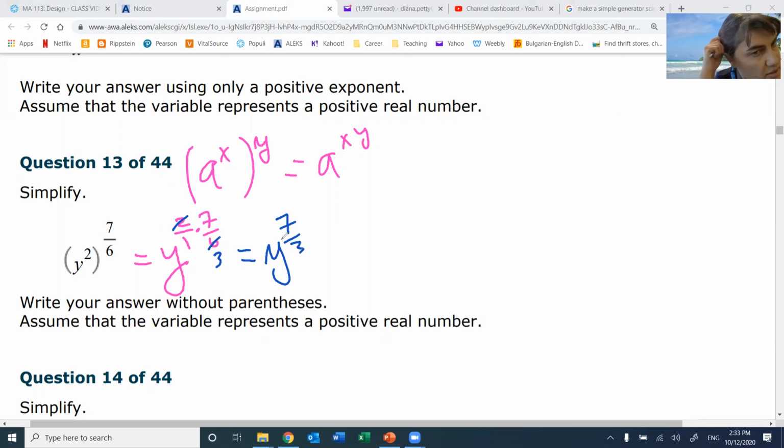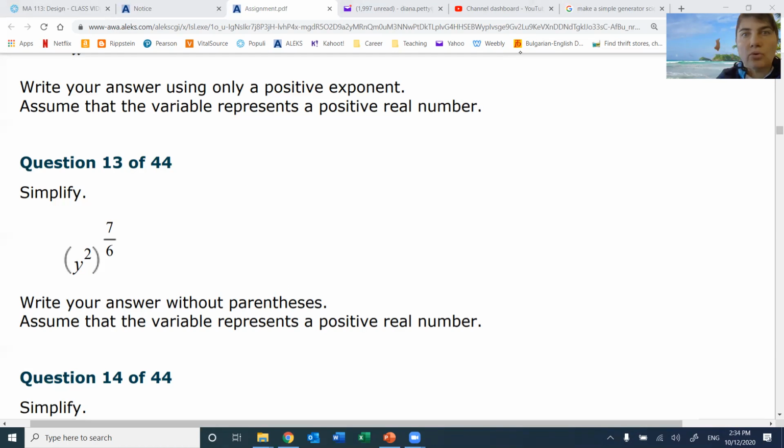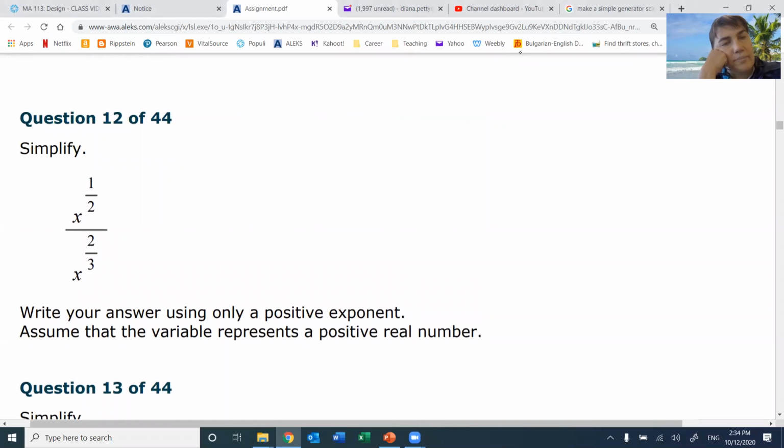Let's read the instructions. Simplify. Okay, write your answer without parentheses. So that's it. This is all they said to do. So we did it. Let me see 13. Again, read the instructions to see what they want you to do. Yeah, that's it. This is the answer. Because sometimes they say use a radical, don't use a radical, whatever. Just do what they say. Come on, this one. One thing they say, right? Using positive exponent only. So make sure to do that.